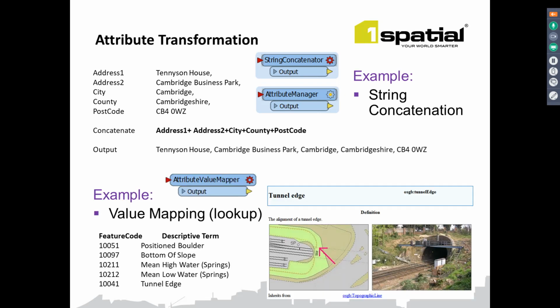And if you work with data with coded references in your data, then you could use an attribute ValueMapper, and that will allow you to map the coded values to the descriptive values. So in this example, we've looked at some data from OS Master Map, and we want to convert the feature code number to the English text in the descriptive term, and that's to make it easier for the end user to understand. So you could use the attribute ValueMapper to do that.